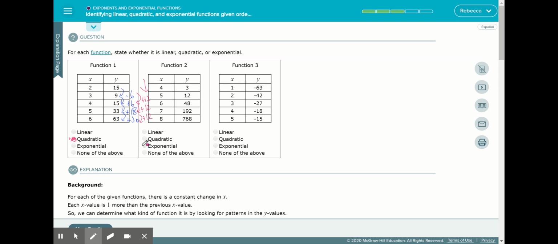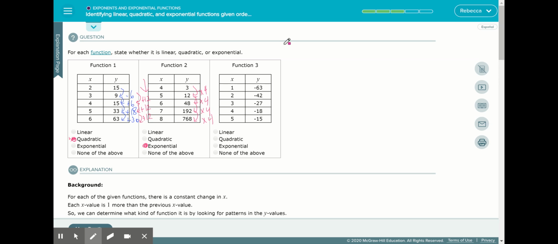So we go to function 2. I see 3 times 4 might be 12, and times 4 again is 48. So we want to check if 48 times 4 is 192, and it is. So that is our pattern, times 4, times 4, times 4. And if you take 192 times 4, again, you get 768. So exponential, since we were multiplying.